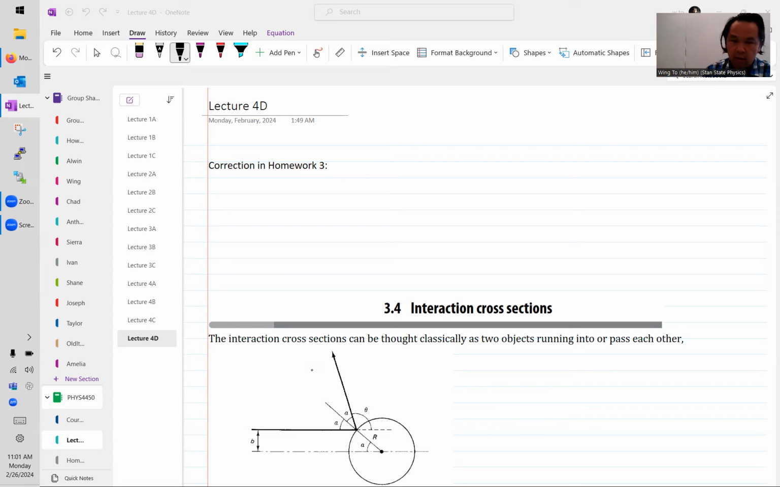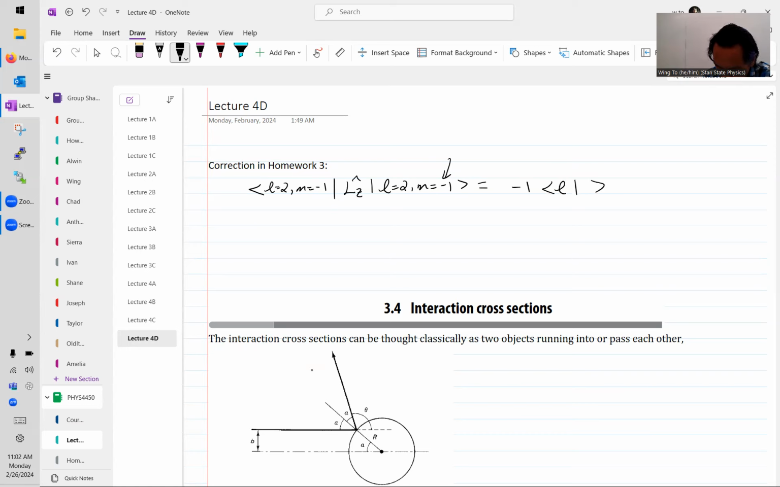All right. So let's start off with a correction for homework 3. One of the problems in homework 3 was calculating the expectation values of some initial state, L equals 2, M equals -1. For LZ, for example, since LZ is not going to change the state, because this is already an eigenstate of LZ, you basically just get -1, and then the expectation value between these two same states just turns into 1, and you get -1 as the expectation value.